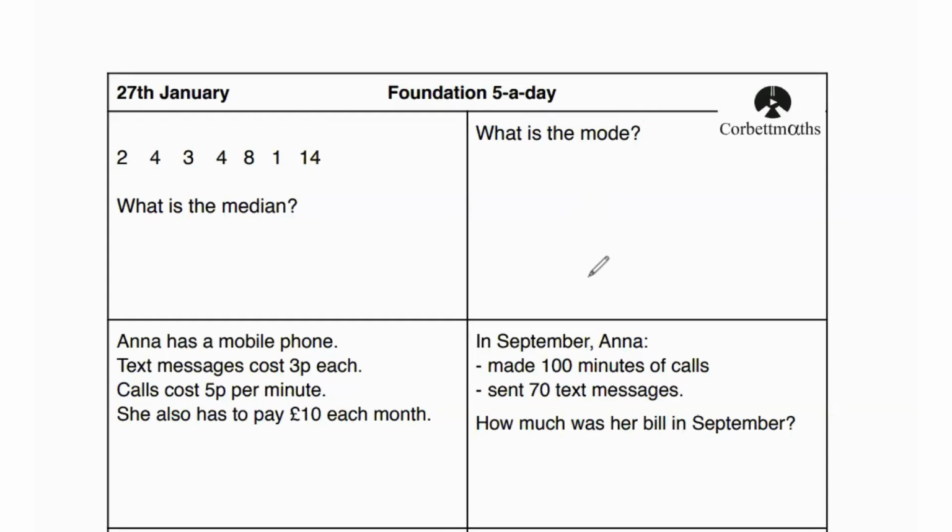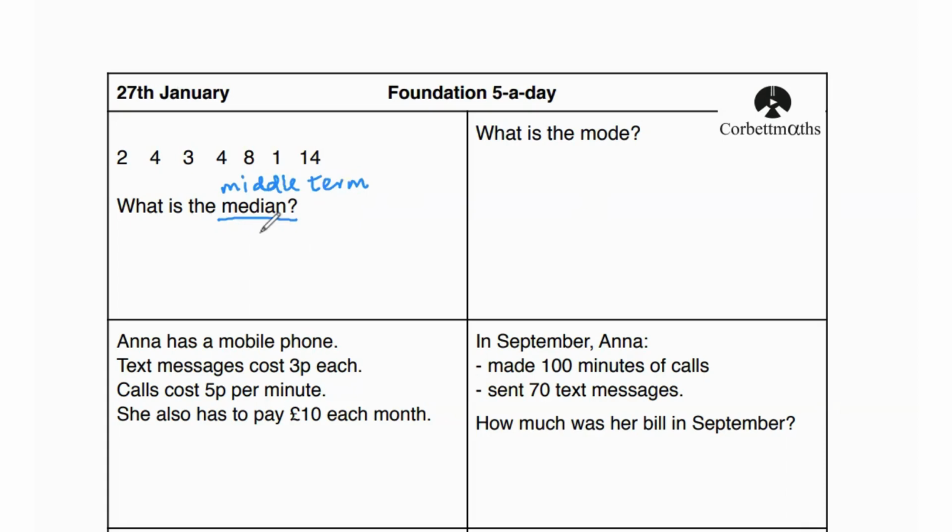First question says, we have a list of numbers which includes 2, 4, 3, 4 again, 8, 1, and 14. What is the median? So median is basically the middle term. A very common mistake that students make is that they don't reorganize the data set in ascending order and just try to find the median in whatever manner the data is given.